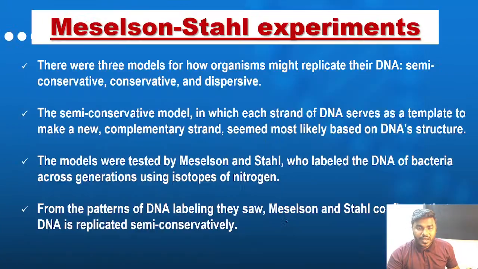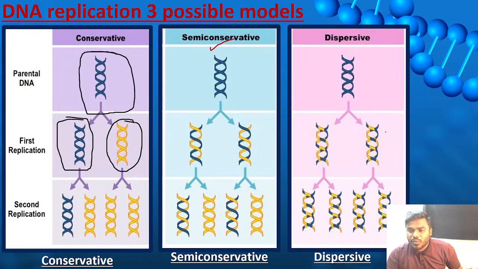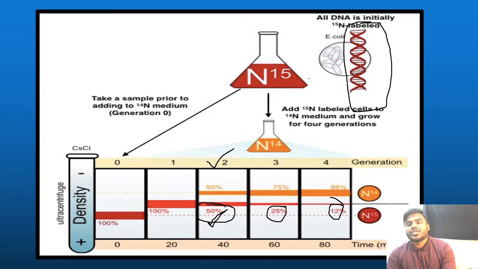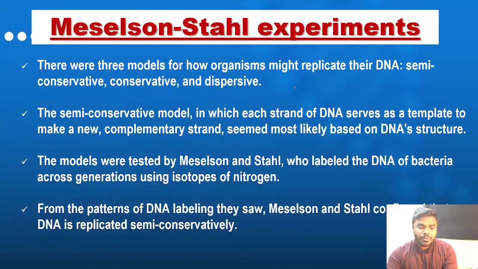It is not possible. Now if you look into the dispersive model, what did I say? Daughter, parent, daughter, parent, daughter, parent. It's like a cut and patch. Have you observed cut and patch anywhere? Not at all. So friends, the second generation is sufficient to prove that the semi-conservative model is the idealized model for DNA replication. Such a simple model it is.